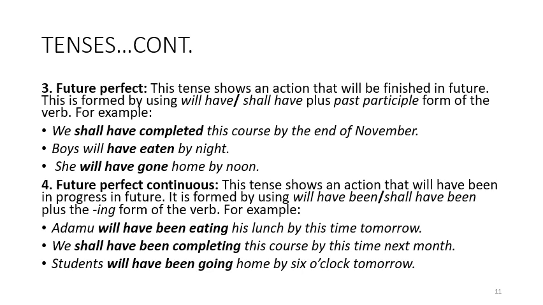Then future perfect continuous tense. This tense shows an action that will have been in progress in future. It is formed by using will have been, shall have been plus the ing form of the verb. For example, Ali will have been eating his lunch by this time tomorrow. So you will notice that though the time of the action is yet to come, we forecast that the action will be completed in the future.